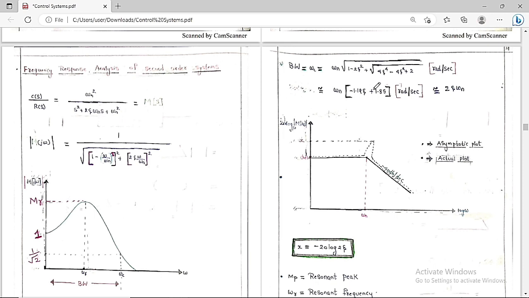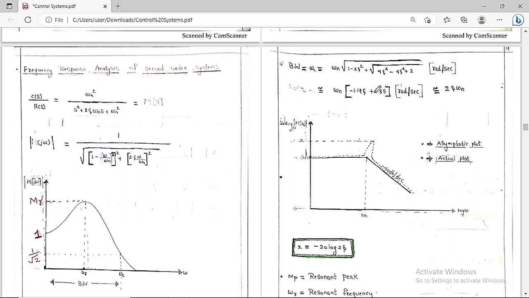So this is the exact expression, and these are the approximate expressions. Always remember, bandwidth is equal to omega c, which is equal to omega n into the square root of 1 minus 2 zeta square plus the square root of 4 zeta to the power of 4 minus 4 zeta square plus 2 radians per second. This is the actual expression, but if you want the approximate expression, it is nearly equal to omega n into minus 1.19 zeta plus 1.85 radians per second, and also nearly equal to 2 into zeta into omega n. So this is the exact expression, and these two are the approximate expressions. You always have to keep these in your mind.